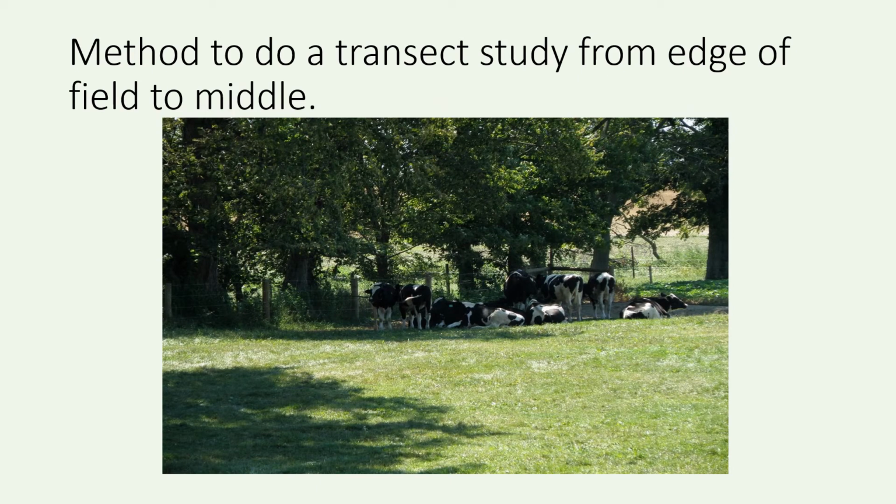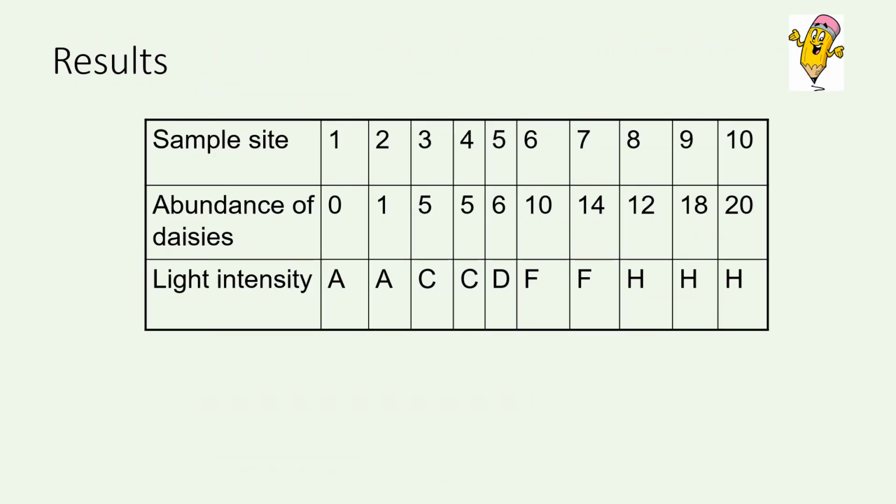So in an exam, you might get asked about a transit and how it shows a relationship between the abiotic and biotic factors. So let's look at an example of how transits can show the relationship between abiotic and biotic factors. So if we look at this one where we've got a transit from the edge of the field to the middle of the field, and we got these readings.